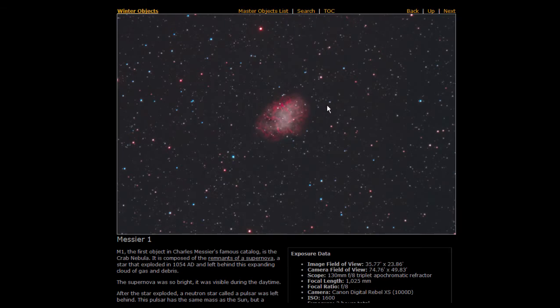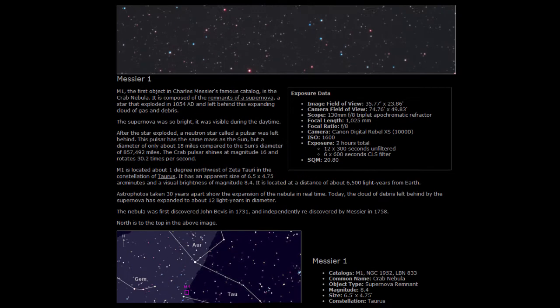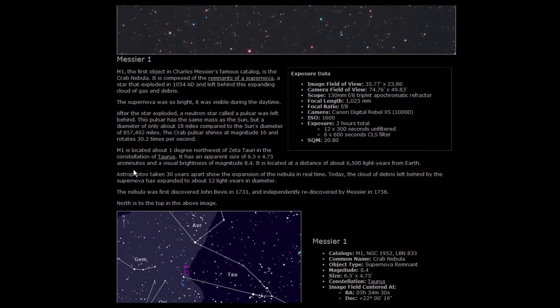Individual image pages also contain some basic information about the object and exposure data about the image, such as the camera field of view, the scope, focal length, focal ratio, and camera that the image was taken with, as well as the ISO and total exposure time and any filters that were used. This data box also gives an SQM meter reading. That's the sky quality meter, which reads the brightness of the sky in magnitudes per arc second.